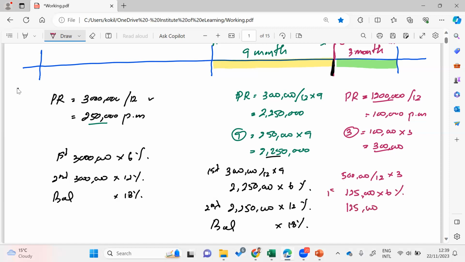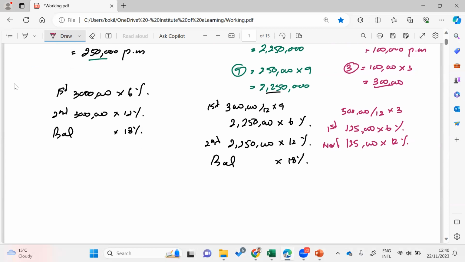125,000 into, then the first 125 and the next 125 into 12%. Likewise, then the next 125,000 into 18%, the next 125,000 into 24%. Then next 125,000 into 30%. And next, maybe the balance, if any balance there, is subject to tax at the rate of 36%.